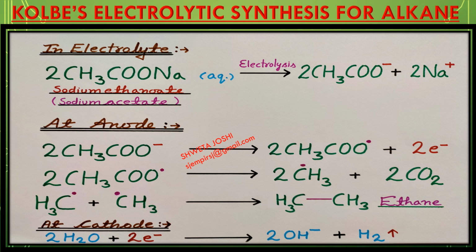Now covering Kolbe's electrolytic synthesis for the preparation of alkane. For preparation of 1 mole of alkane, 2 moles of sodium or potassium salt of carboxylic acids are required. On passing electric current in aqueous solution of sodium ethanoate, we will obtain 2 moles of CH3COO- and 2 moles of Na+ ions.